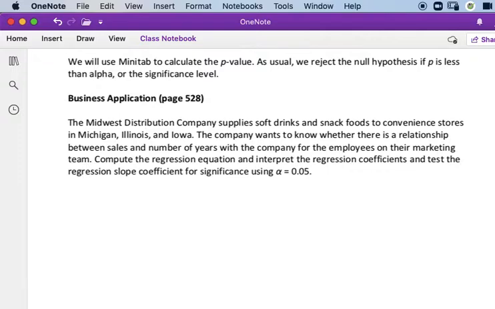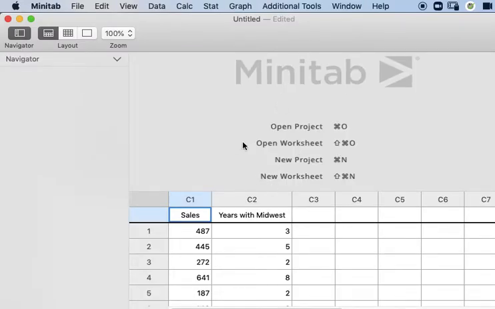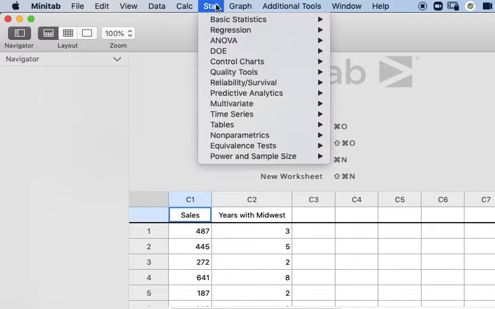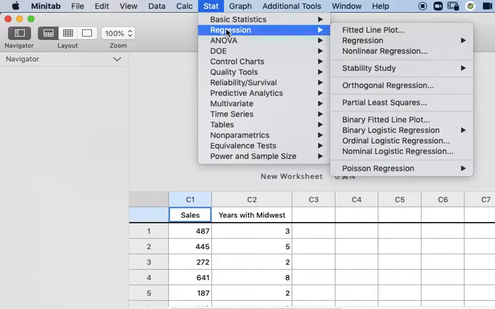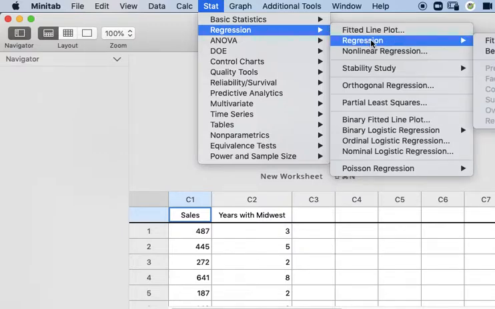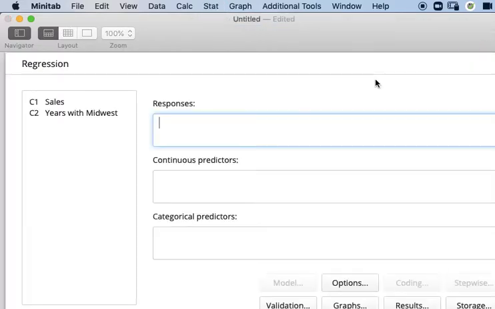So we have our same Minitab worksheet here. What we're going to do is go to Stat, go down to Regression, and then you see the second choice here is also Regression. It's not quite showing up on my screen, but to the very right side, you see where it says Fit Regression Model. So I'm going to click on that.